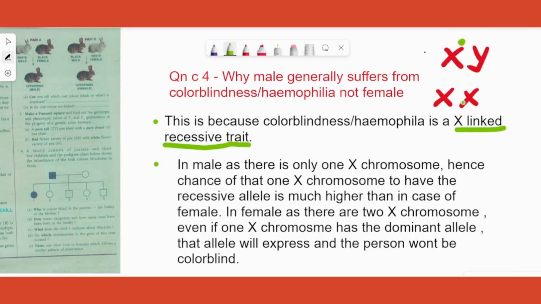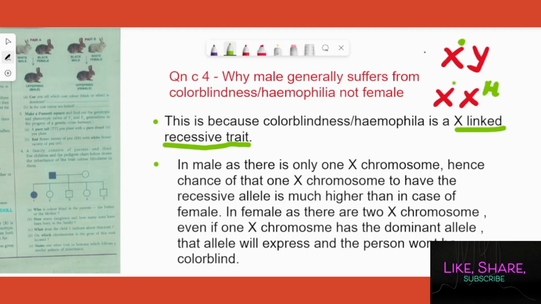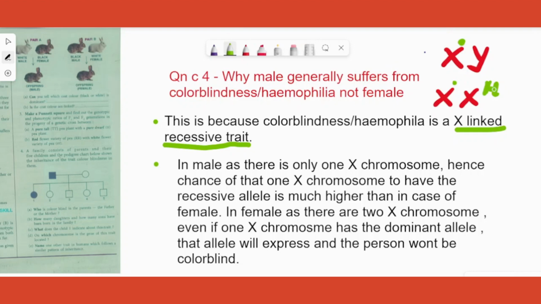On the other hand, for a female, since there are two X chromosomes, if one among these is a dominant trait, if we are taking hemophilia, if H is among the two X chromosomes, if any one itself is dominant, the person is not hemophilic. Okay, but can be a carrier. Not worried about that right now. But if both are recessive, we put a dot to represent recessive.